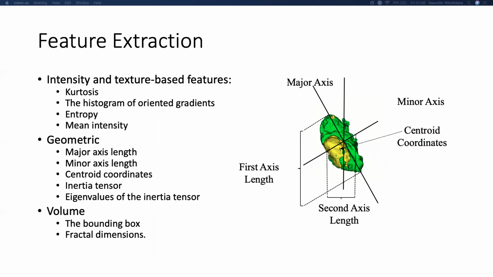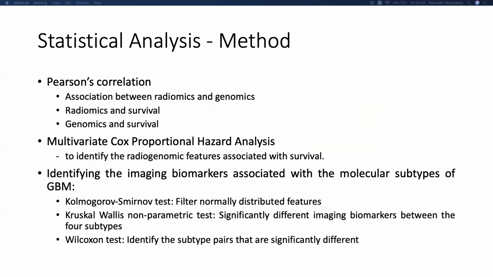The extracted geometric features included the major axis length, minor axis length, centroid coordinates, inertia tensor, and eigenvalues of the inertia tensor. Moreover, the volume features were extracted with the bounding box method as a fractal dimension. These features were obtained from the necrosis, tumor core, and the whole tumor regions. Totally, 119 imaging features were extracted from the MRI images.